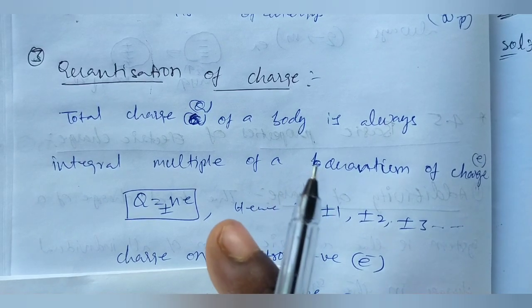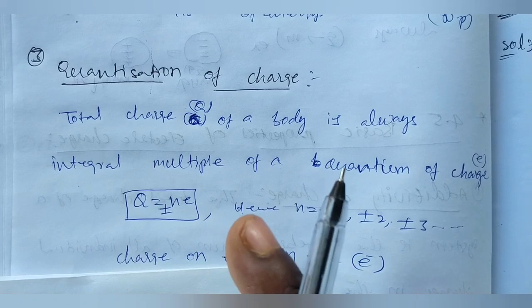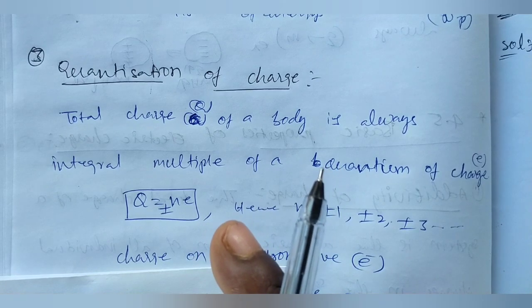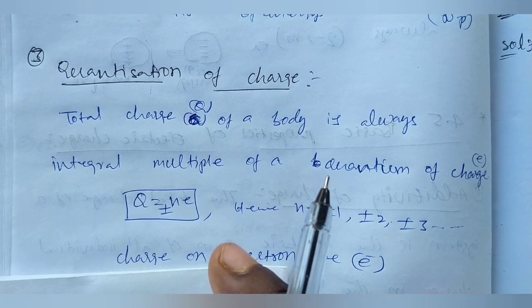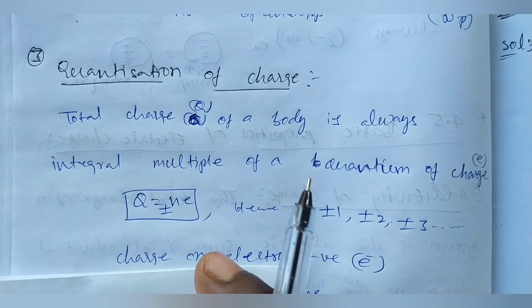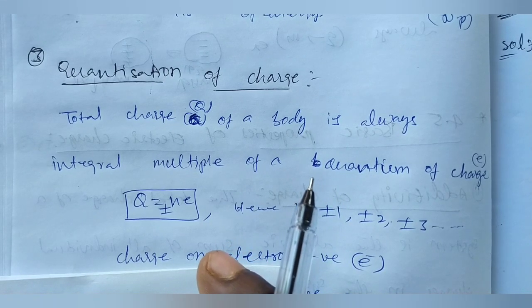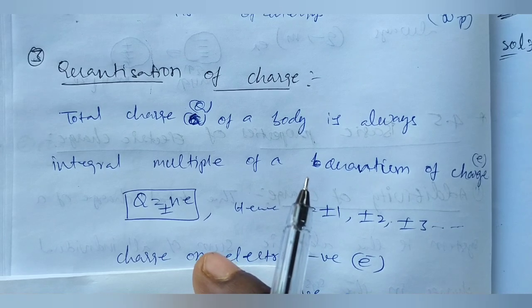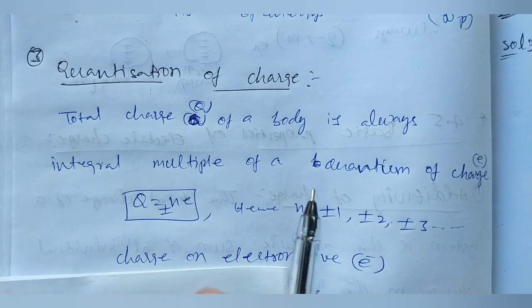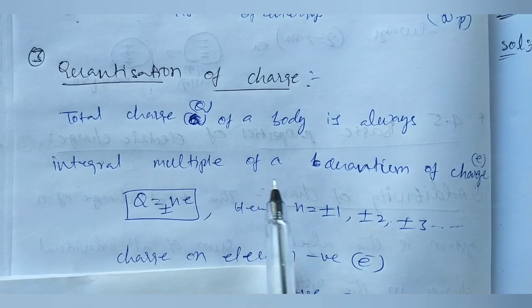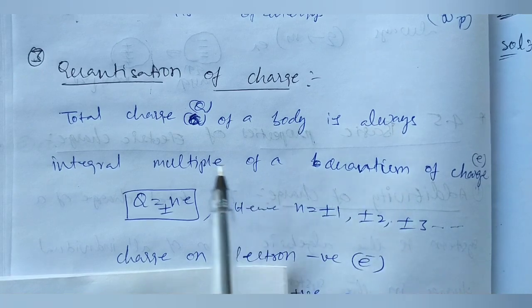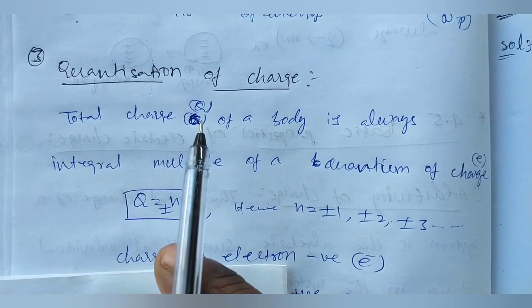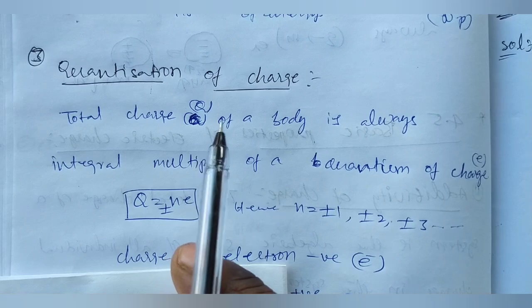Suppose 1 pen, 2 pens, 3 pens; that is an integral multiple of numbers, not 1.5, not 1.2. Suppose chalk pieces 1, 2, 3, 4, like this. Suppose soaps: one soap, two soaps, three soaps, four soaps. That means integral multiple, as in quantization of charge. That is a fixed quantity, a fixed amount of the charge. Quantization means a fixed amount of the charge.